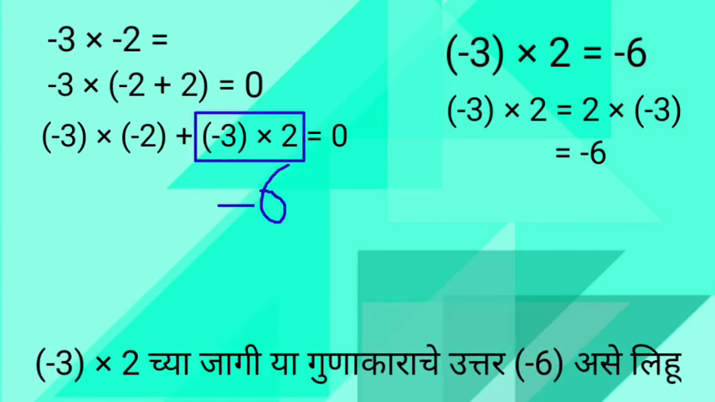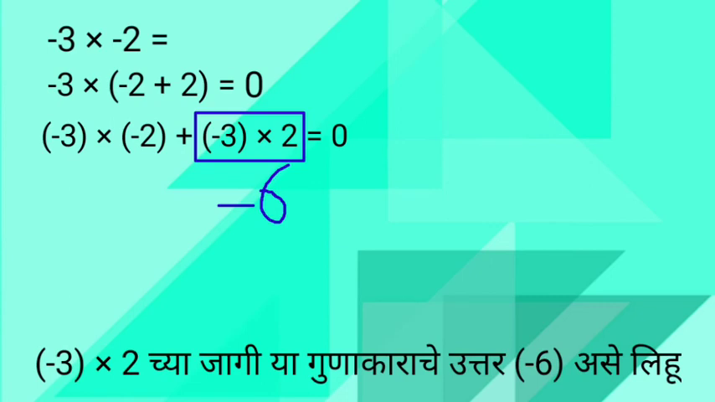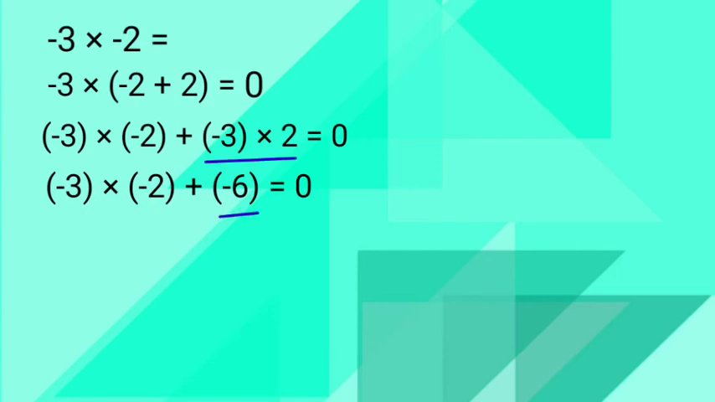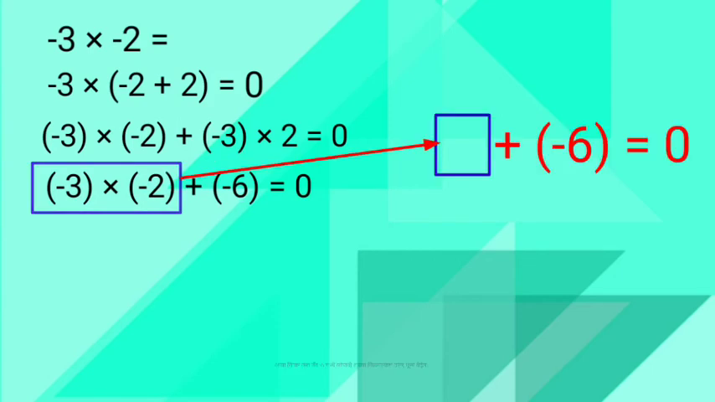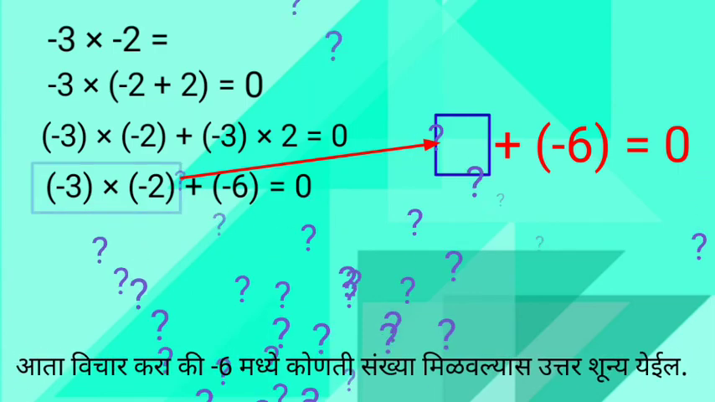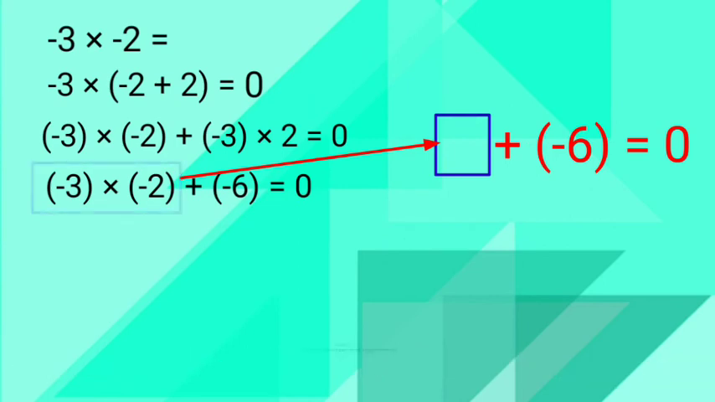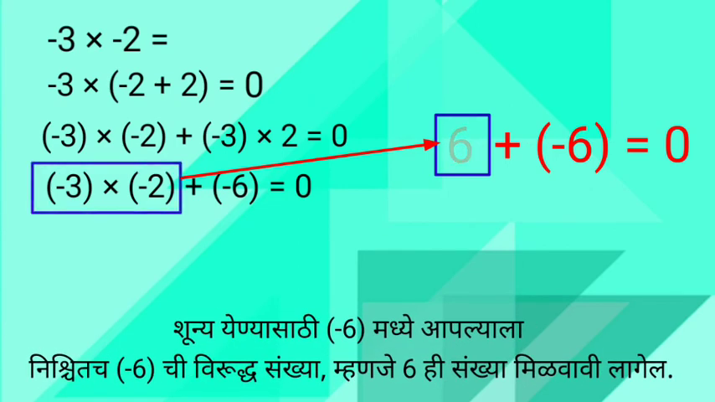Putting minus 6 in place of minus 3 multiplied by 2, we get minus 3 multiplied by minus 2 plus minus 6 is equal to 0. Now think, which number should we add to minus 6 to get 0? We must add the opposite number of minus 6, that is 6, to get 0. Thus, one and only one possible number is 6, that is positive 6, that we have to add to minus 6 to get 0.